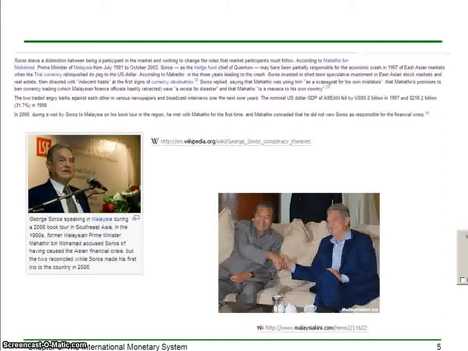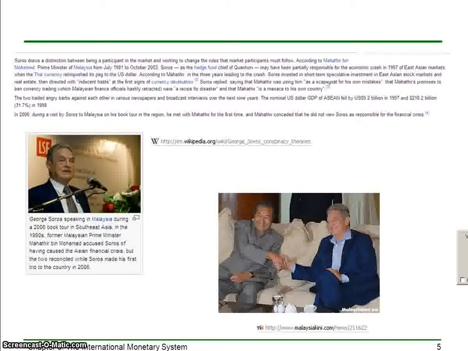Prime Minister of Malaysia for the period of financial crisis claimed that George Soros should be partly responsible for the financial crisis in 1997. However, after 9 years, George Soros visited Malaysia for the first time, and he met with the Prime Minister for the first time. And the Prime Minister considered that he did not view George Soros as responsible for the financial crisis. From the picture, you can see that they were friends, and in fact they shook hands.